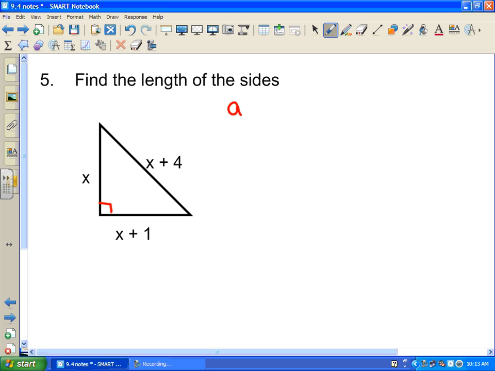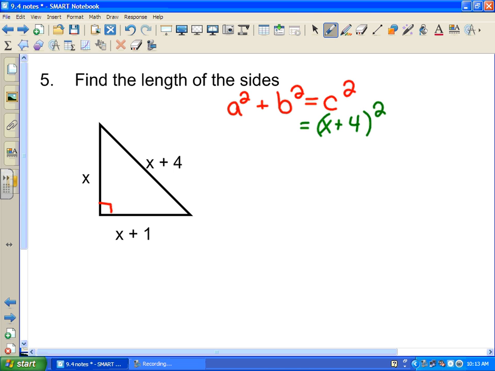A squared plus B squared equals C squared. It doesn't matter which side is A and B, but C has to be the hypotenuse. What's the hypotenuse concept? The longest side, or the side opposite the right angle. In this one, our hypotenuse is x plus 4. So all we're going to do is plug the lengths of the sides into this formula.